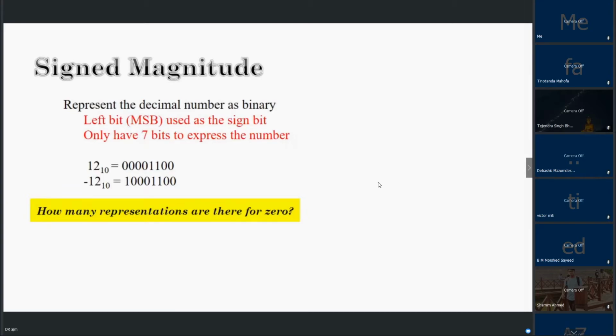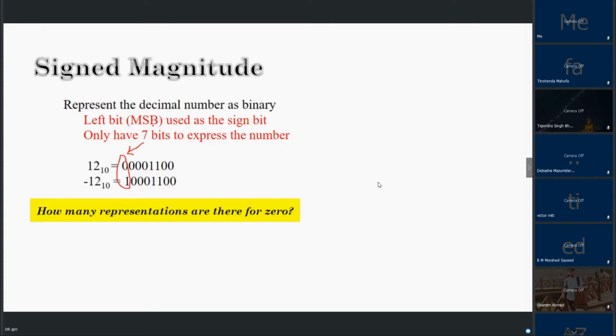Okay, what is the difference between minus 12 and plus 12 here? The main difference is this bit. We call this bit the MSB, or most significant bit. This bit will show us whether our number is positive or negative. But how many representations can we have for zero if we use this method?